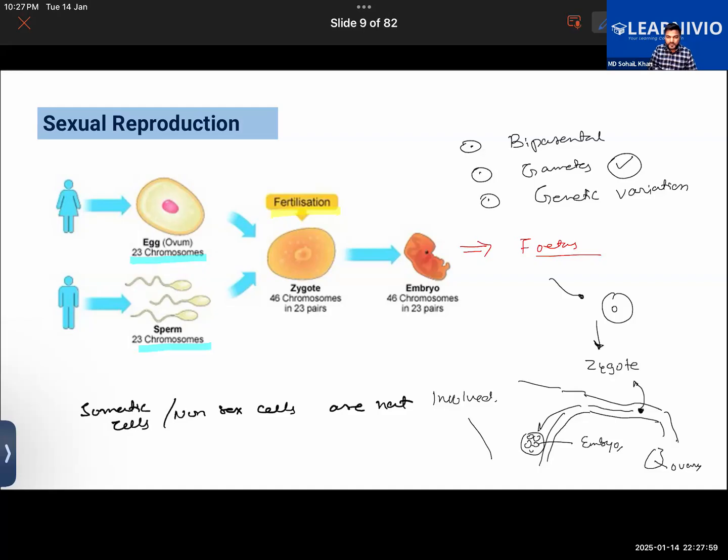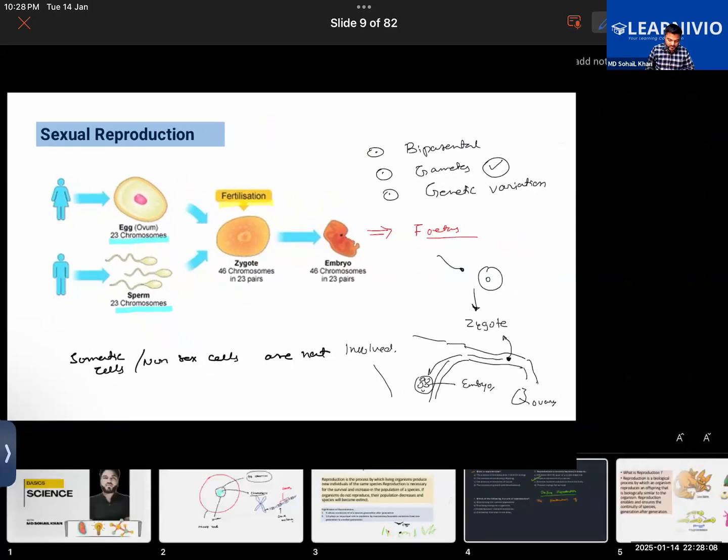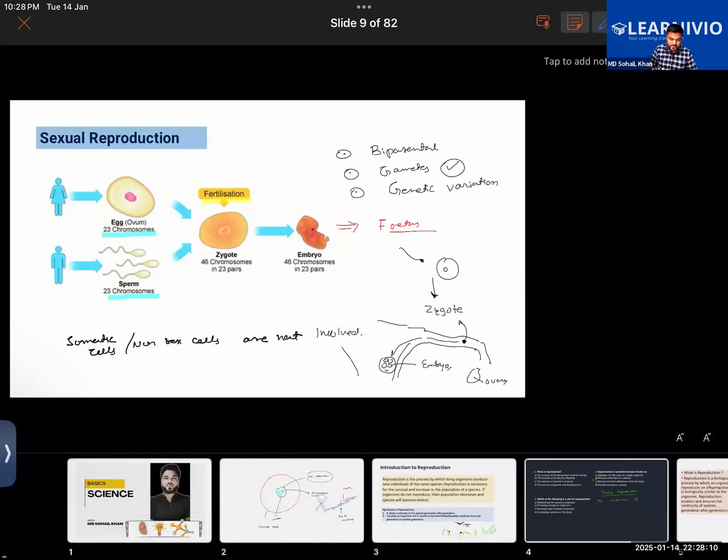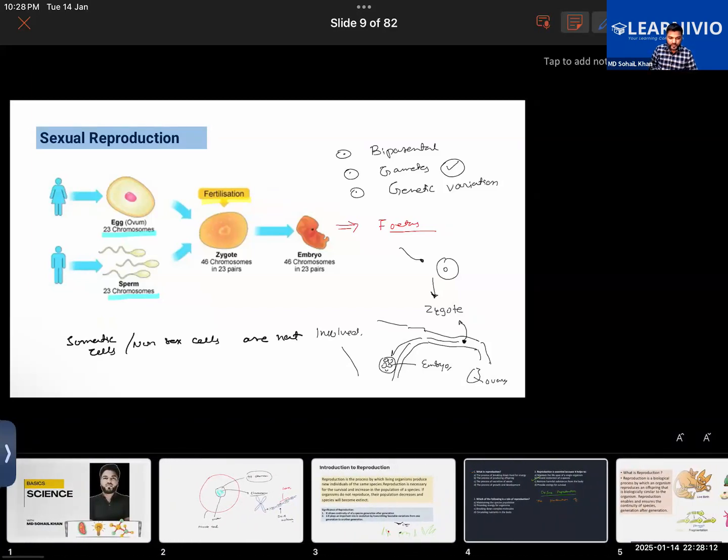Because they have the genetics of both the parents, so they just might not look like one of the parents, but like a mixture of them.